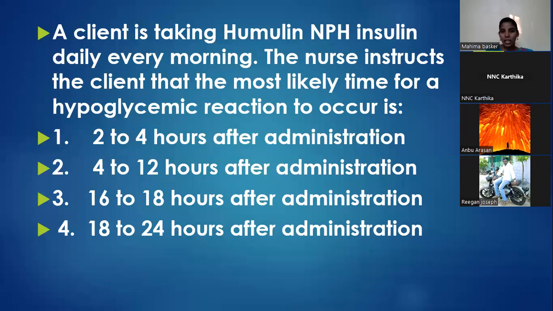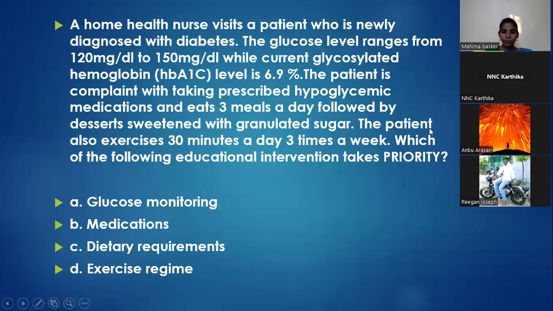So what is the answer here? 4 to 12 hours after administration of NPH insulin, there is a chance of the hypoglycemic attack. Got the point? Okay, so that will be the peak time. So you have to know the peak time also. During the endocrine, I have told you the peak time. Don't forget. Okay, 2 is the answer. We'll move on. Next question.